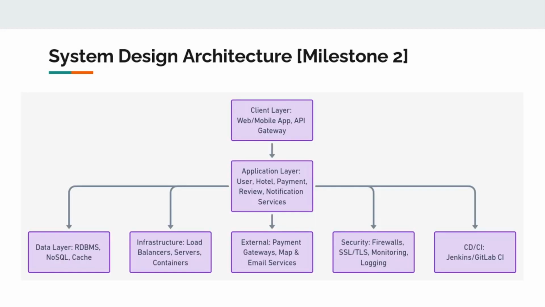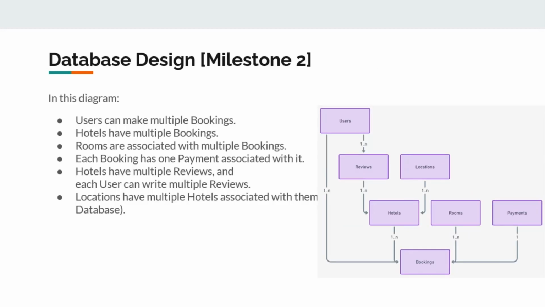The architecture comprises three layers: the client layer, representing user interfaces like web or mobile apps, and API gateway, which facilitates communication. The application layer manages core business logic through microservices like user, hotel, payment, review, and notification services. This layer interacts with data layer, infrastructure layer, external components layer, security measures layer, and CI/CD tools for efficient deployment. This comprehensive structure ensures a robust, scalable, and secure application ecosystem.